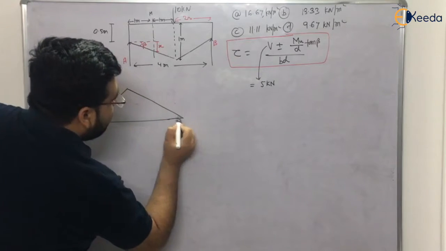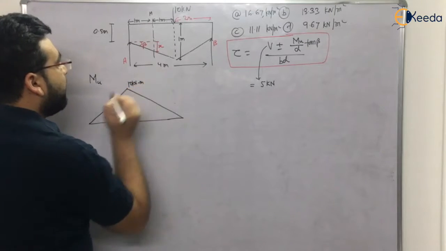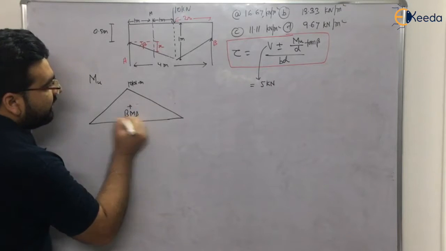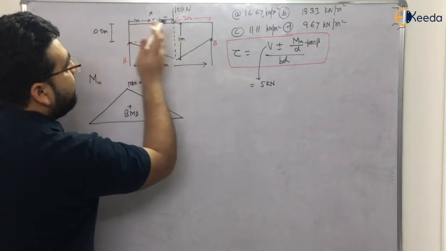Like this. This is the highest, it will be 10 kilonewton meter. This is the bending moment diagram, BMD. So what will be the bending moment at the section 1 meter from the left hand side?